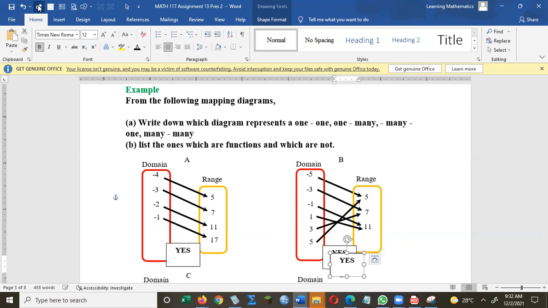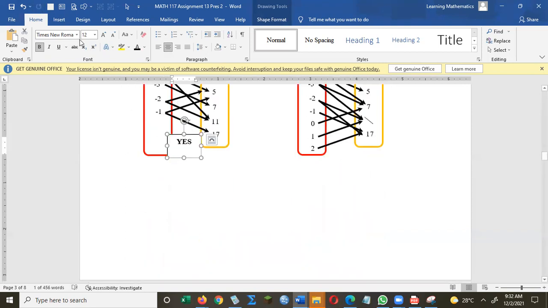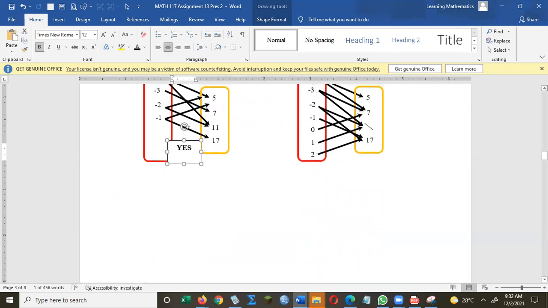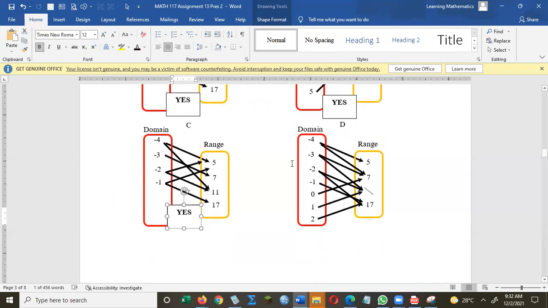Let's go to the other one. Is this one a function? So a student said yes, but another student was querying. Okay, the student that was querying, what were you saying now? Do you agree that this is a function? He says this is not a function. Why are you saying this mapping there is not a function?